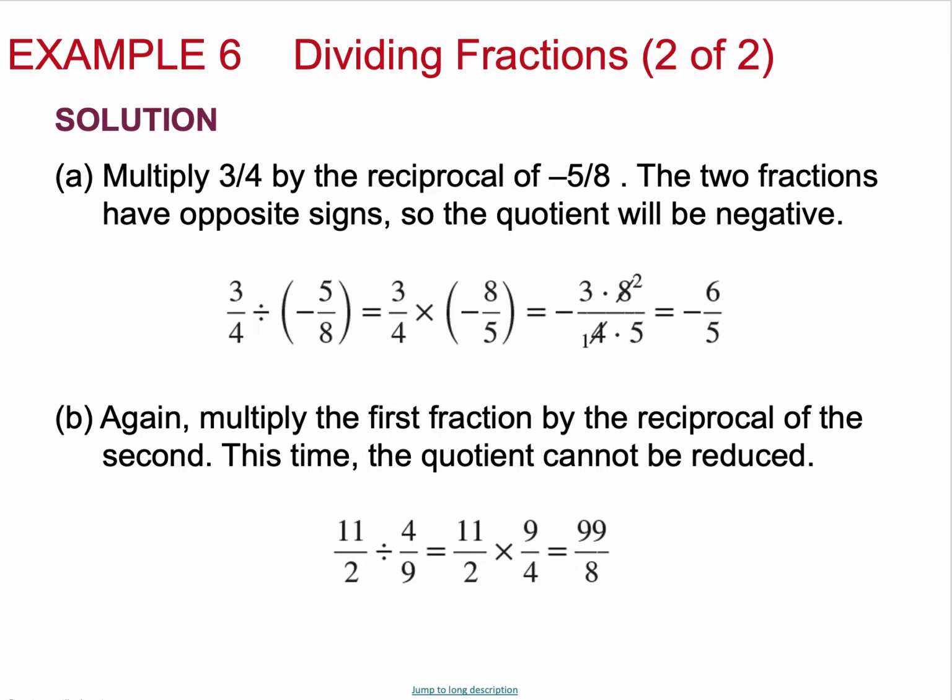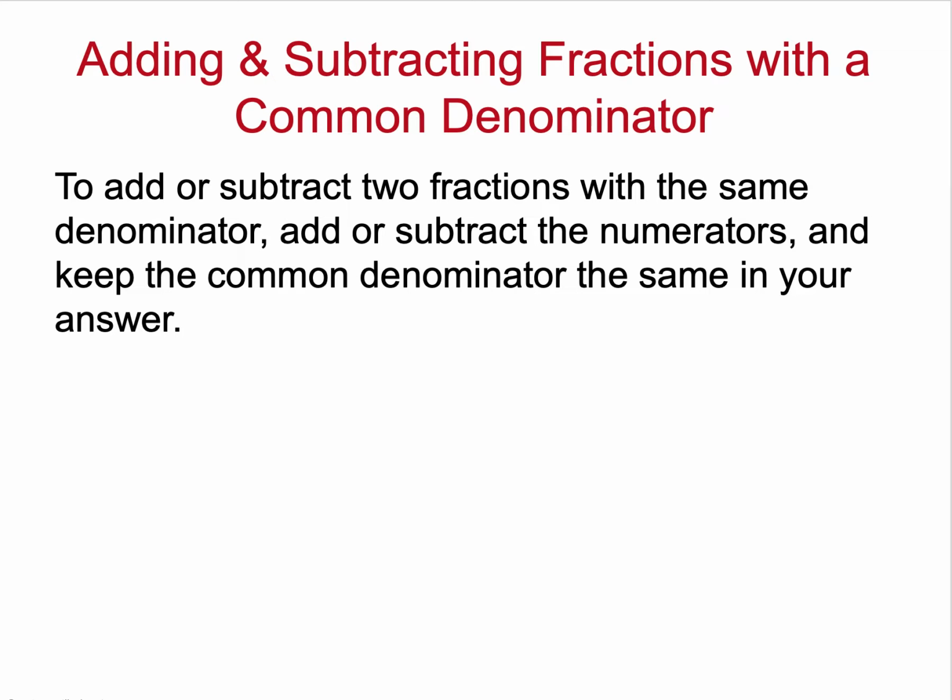In part B, I'm going to see the same behavior. I'm going to need to complete the change from division to multiplication by flipping the second number to get 9 over 4. And then I can multiply straight across.